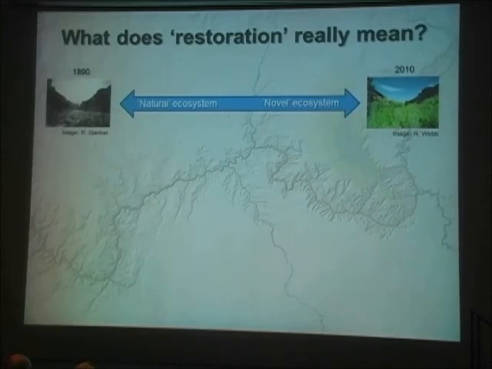So most people would consider the conditions before the dam came as a natural ecosystem. Now, in 2010, we have what some would consider a novel ecosystem. It's a relatively new concept in ecology that recognizes that a lot of ecosystems are very different from what they were historically, and they're largely different due to the presence of non-native species.